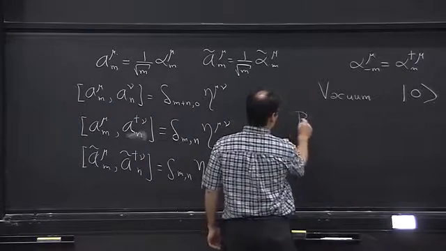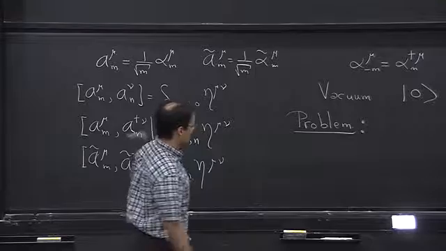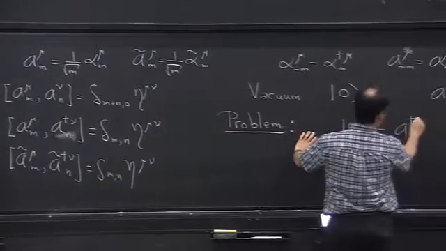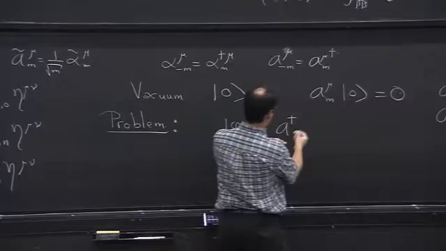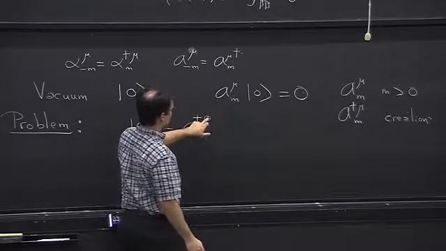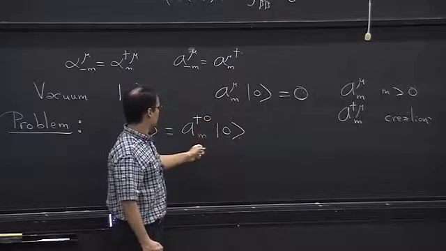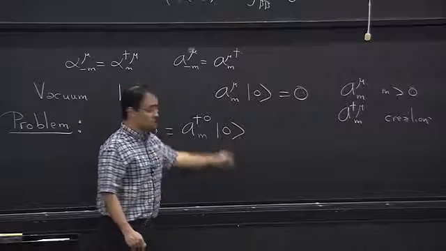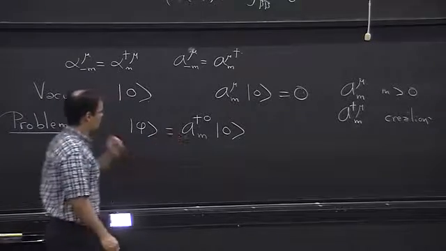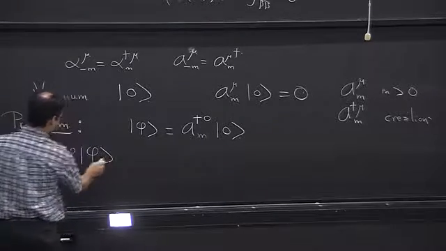But there is a problem already. So what's the problem? Let's study the following state. Imagine creating a state, any m you like, but study the zeroth component. Okay? So create a state by choosing the time component of some particular oscillator. Well, that doesn't look like a problem at the moment, but let's see what happens if we compute the norm of this state.